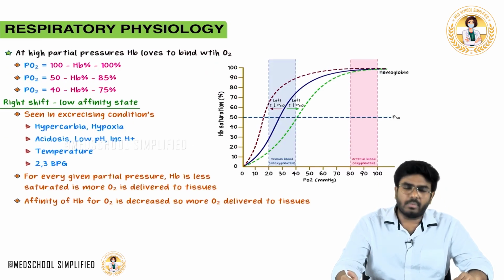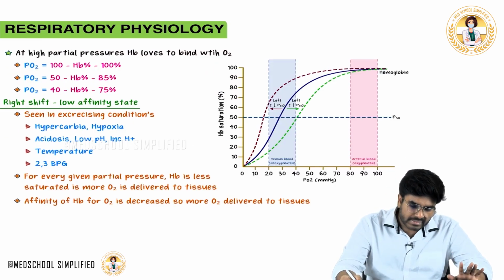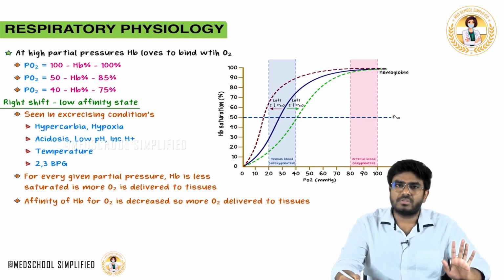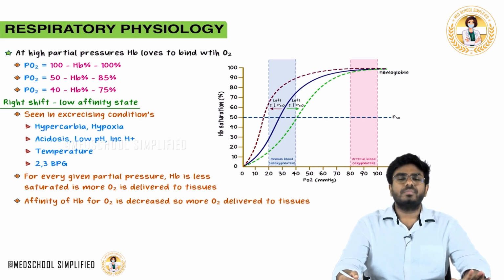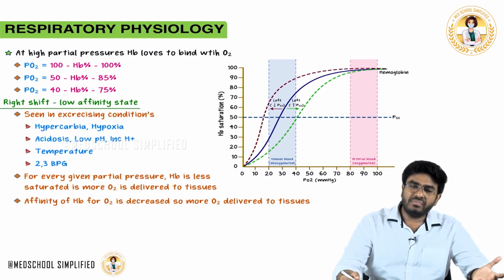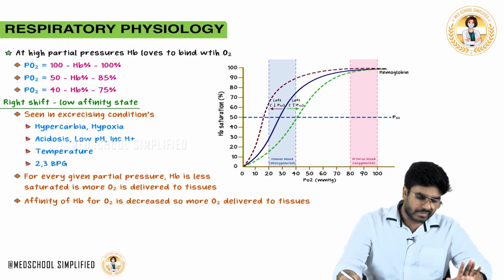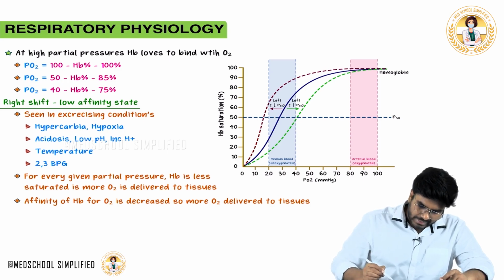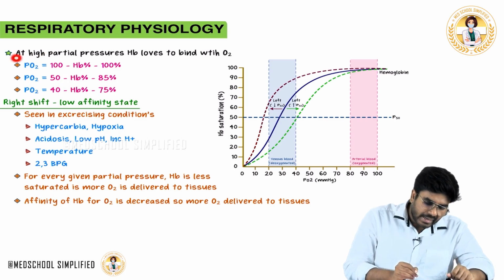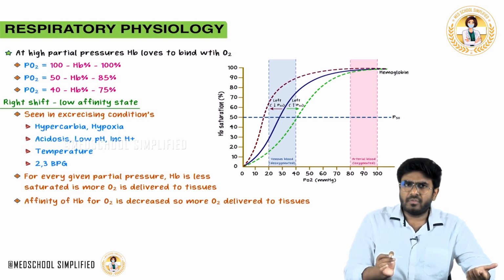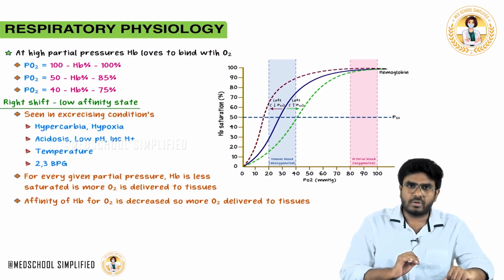Now let's discuss what is this oxygen hemoglobin association dissociation curve, what is the P50 value, what is happening in the right shift and what is happening in the left shift. So let's start here. At high partial pressures, hemoglobin loves to bind with oxygen. At the level of lungs, high partial pressure is there, so it will love to bind with the oxygen.